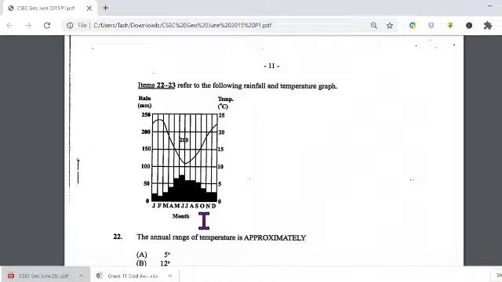22. Item 22 to 23 refer to the following rainfall and temperature graph.